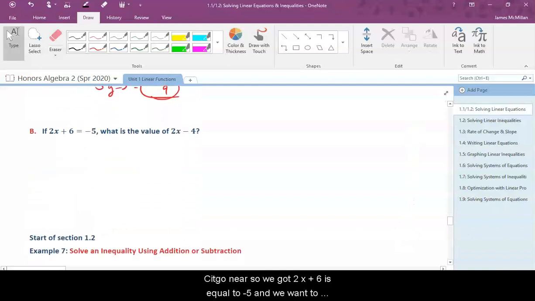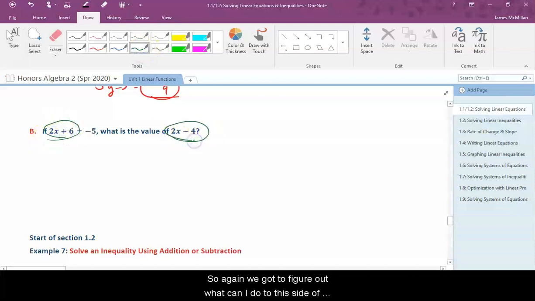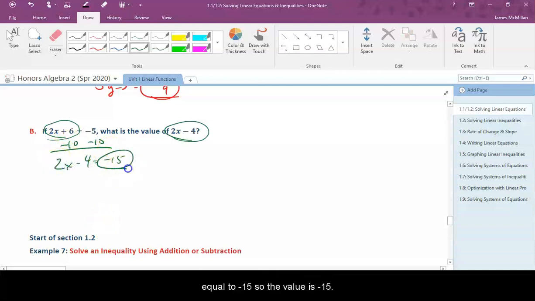Second one here, so we got 2x plus 6 is equal to negative 5, and we want to know what's the value of 2x minus 4. So again, we got to think about what can I do to this side of the equation to match this. And so that plus 6 needs to go to negative 4. So we're going to subtract 10 from both sides. 2x minus 4 is equal to negative 15. So the value is negative 15.